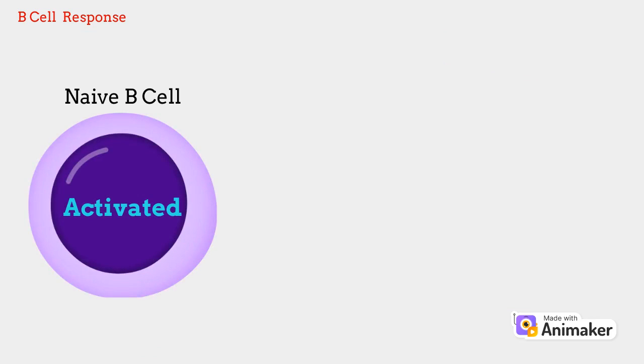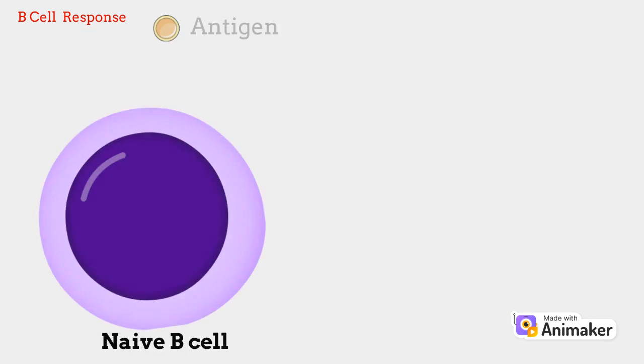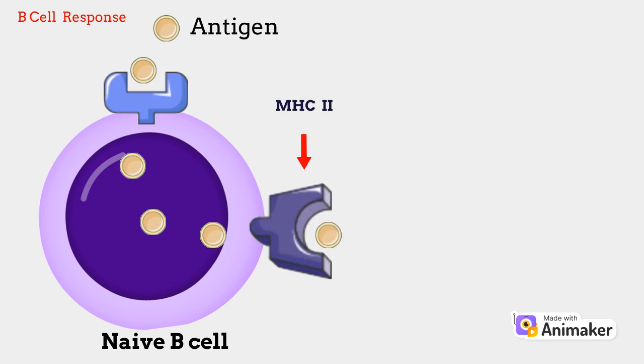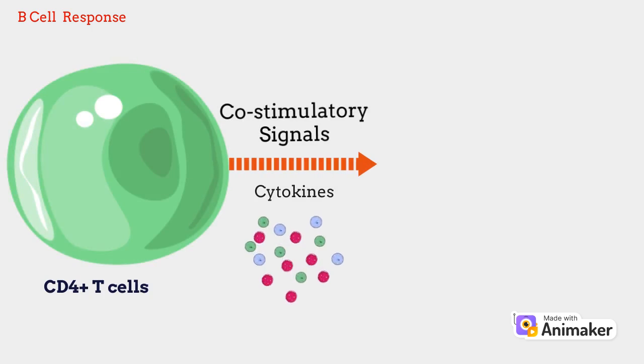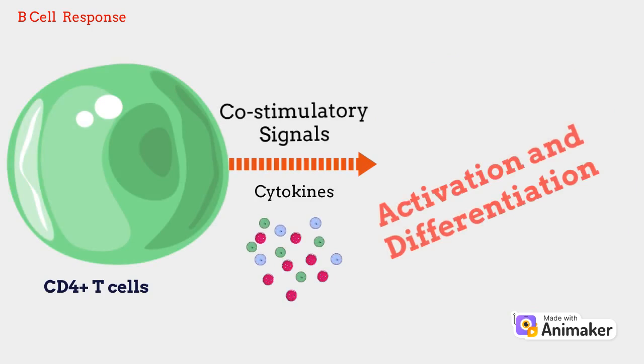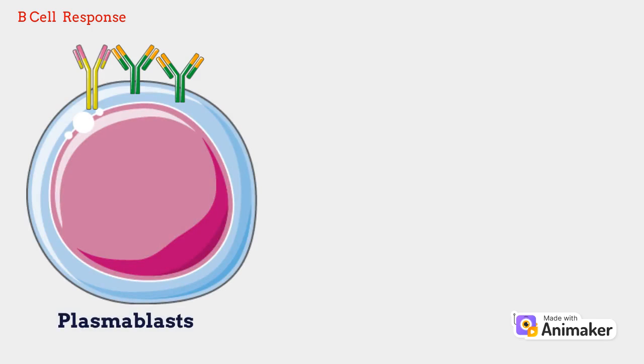Lastly, our naive B cells become activated with stimulation from cytokines and interacting with helper T cells. The naive B cell internalizes the antigen and presents the antigen in complex with MHC2 proteins on its surface, activating CD4 plus T cells. This interaction causes the T cell to send co-stimulatory signals and cytokines to the naive B cell to initiate activation and differentiation into plasmablasts. With our plasmablasts, antibody production can begin.